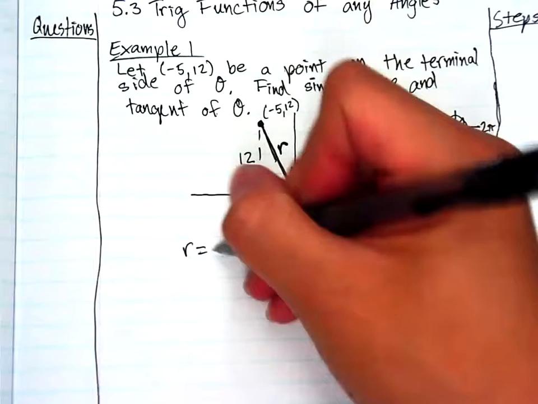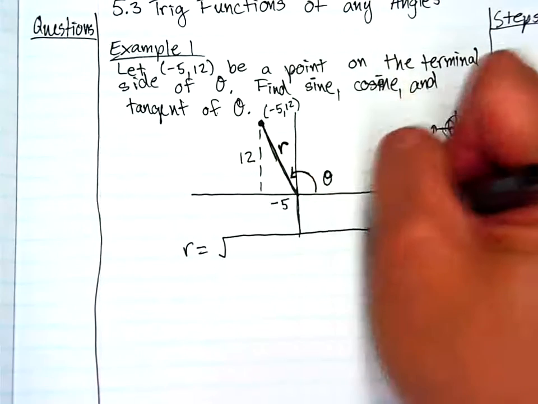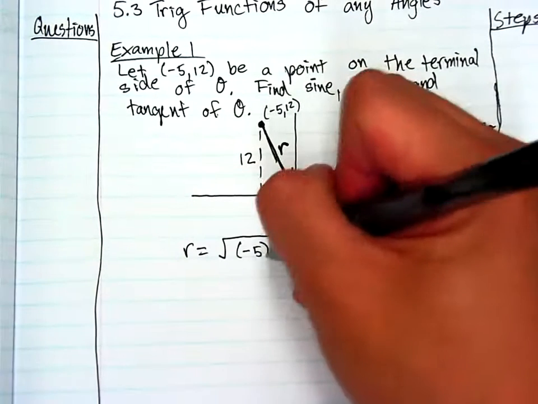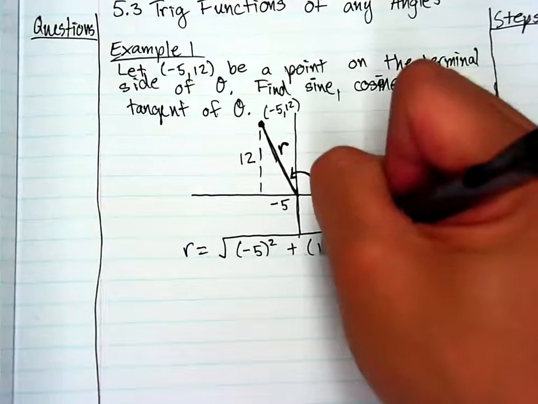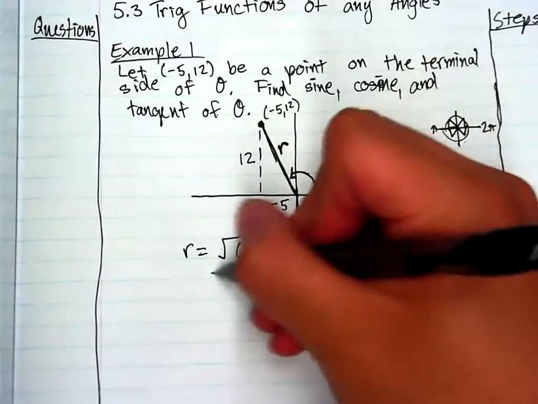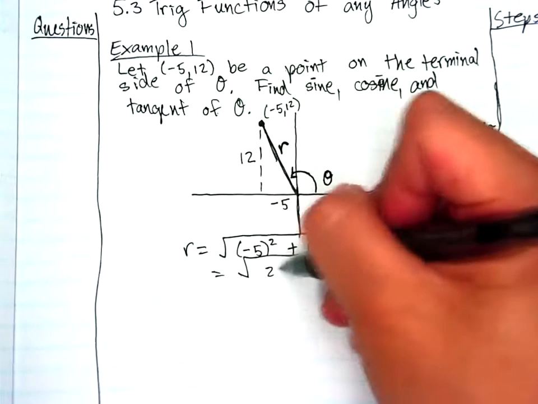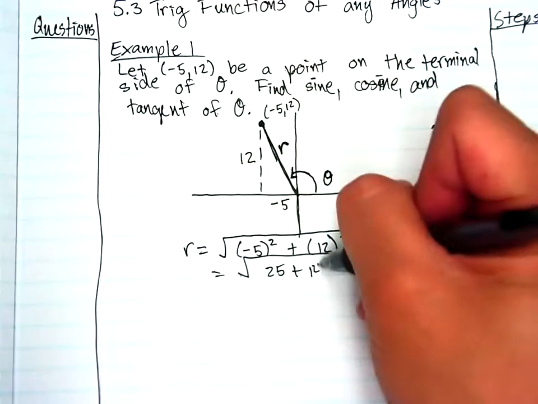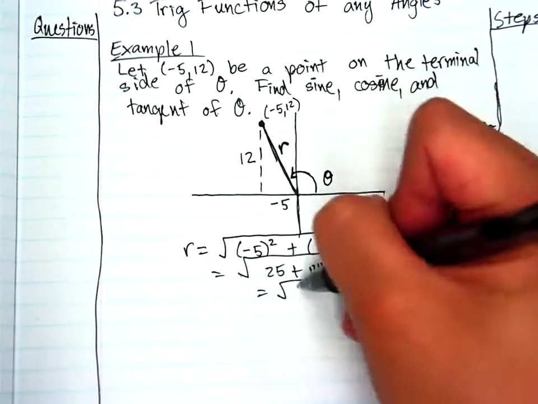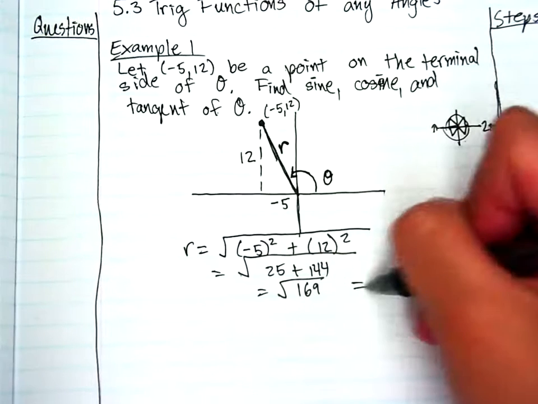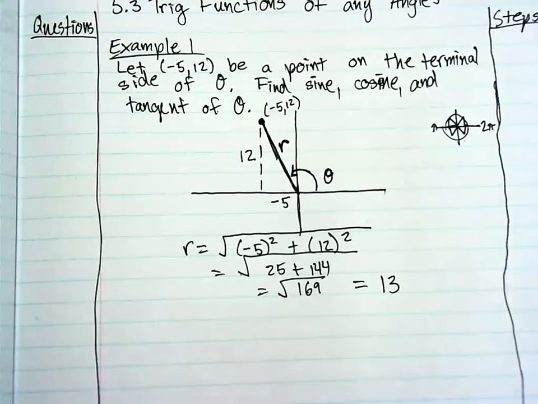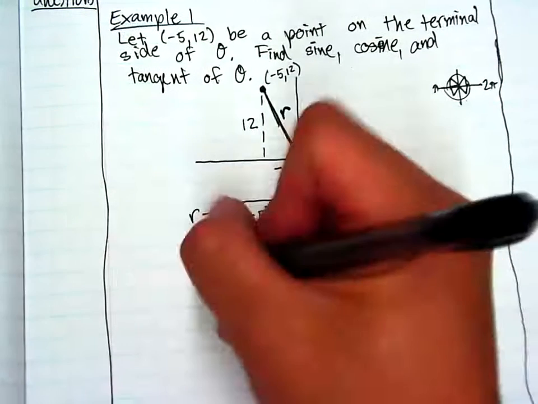So r is going to be calculated as the square root of (-5) squared plus 12 squared. That's going to be square root of 25 plus 144. So the square root of 169 is 13. Okay, so our triangle is a -5, 12, 13 triangle. And basically all you're going to do now is find sine, cosine, and tangent.